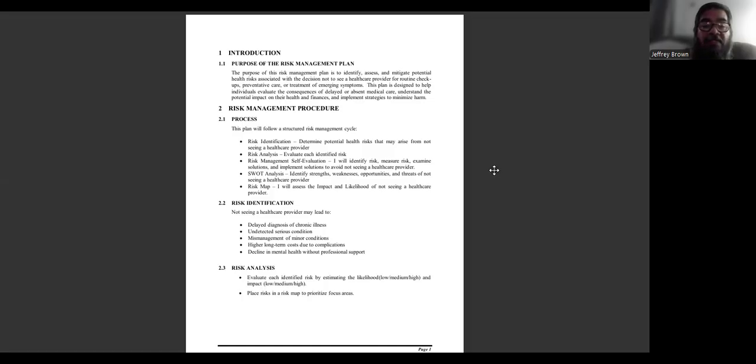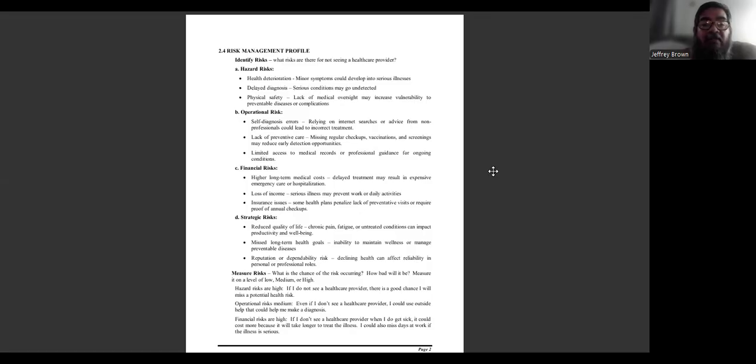So, risk analysis. First, you evaluate each identified risk by estimating the likelihood, low, medium, high, and impact, low, medium, high. And then I'll place those on a risk map for prioritized focus areas. So, the risk management, what risks are there for not seeing a healthcare provider? So, it's the hazards, there's health deterioration, delayed diagnosis, personal safety.